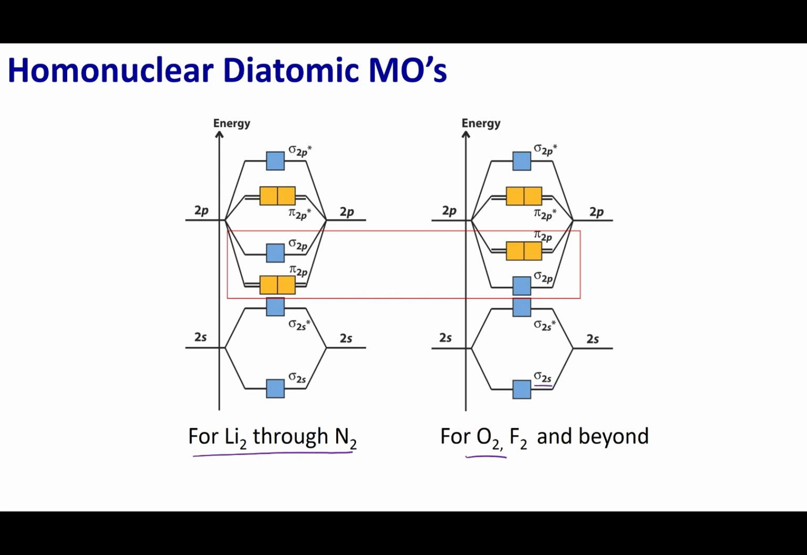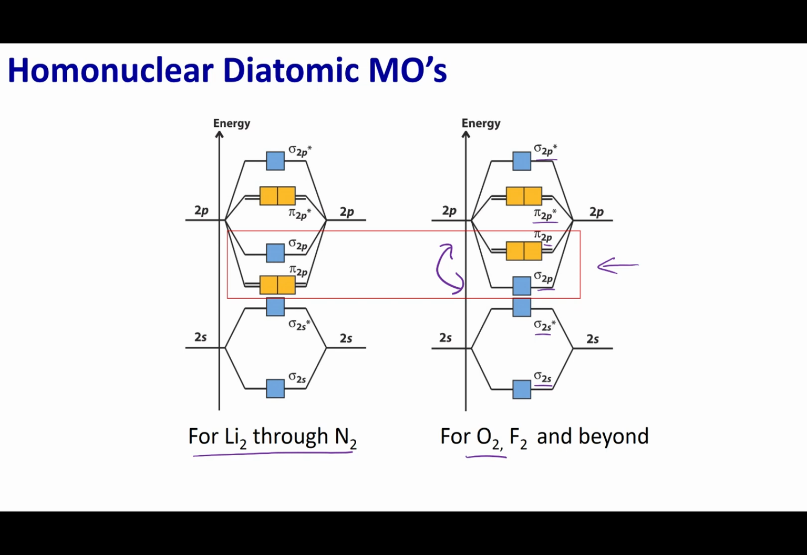You're going to have your sigma 2s, your sigma star 2s. Then is where the change occurs. For most of the periodic table, it goes sigma 2p, pi 2p, pi star 2p, and sigma star 2p. Now, for elements dilithium to dinitrogen, there's going to be a swap between the pi 2p and the sigma 2p. So again, to restate it, you're just going to flip the energies of these orbitals that I've boxed in red.